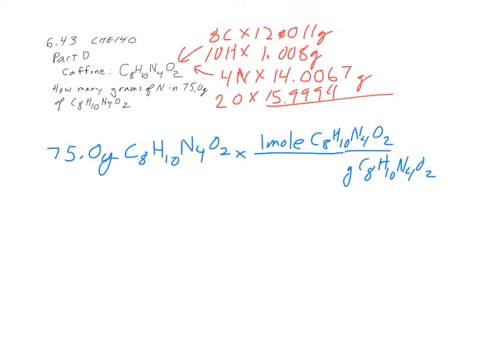So let's punch those all into our calculator and we get 8 times 12.011 plus 10.08 plus 14.0067 times 4 plus 2 times 15.9994 equals, I got 194.1936 grams. And since that's important, let's do a quick double check.